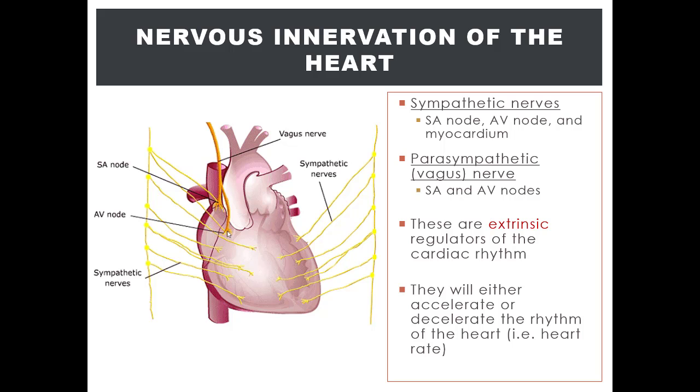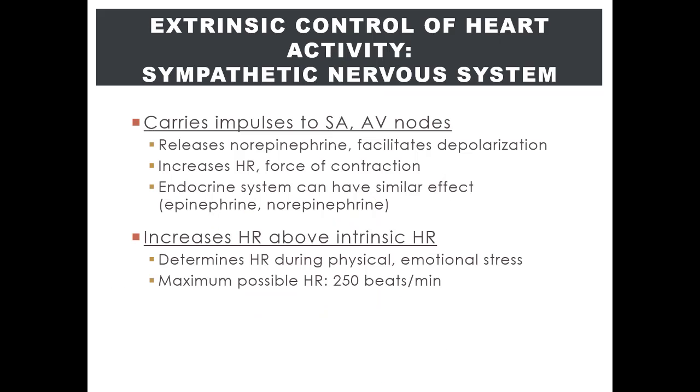So again, these autonomic nerve systems are your extrinsic regulators of the cardiac rhythm. They will either accelerate or decelerate the heart rate, and they mainly work through the pacemaker, the SA node. So we are obviously talking about exercise, and so we want to understand how these extrinsic regulators increase SA node activity and thus heart rate. First, the sympathetic nervous system. How does increased sympathetic activity, like during exercise, stimulate the SA node activity further, causing an increased heart rate?